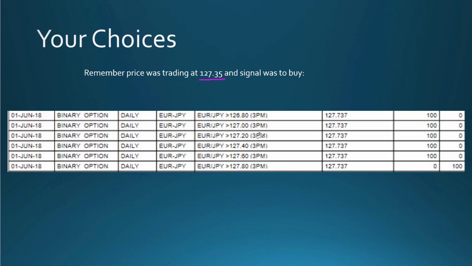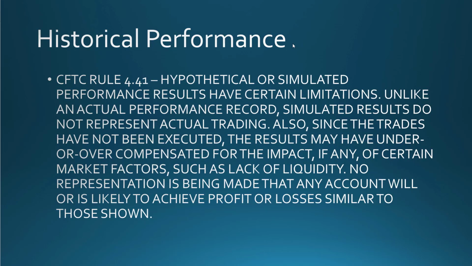Okay, now remember, this was your price, 127.35. Well, you can see there's no 127.35 here, okay, and you needed to buy, okay? So either you had to use the 127.40 or the 127.60 binary. You can also see that it paid out on both of these, okay? That means it expired in the money because the expiration price was 127.73, okay? Very easy to trade these binary signals.